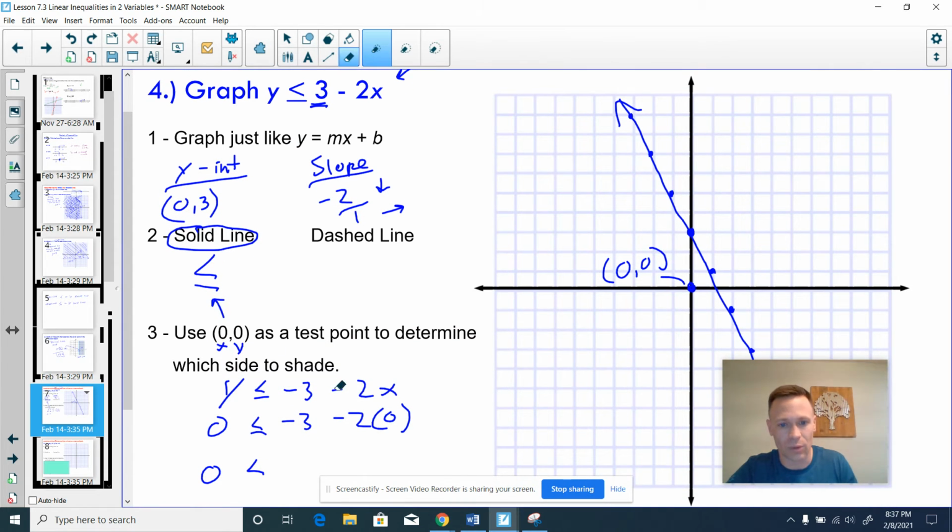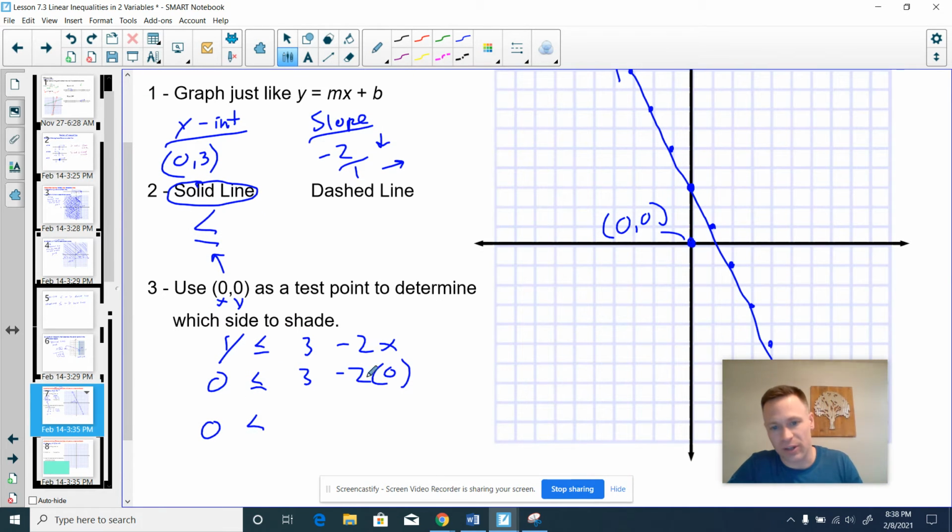Hold on a second. Hopefully you were thinking to yourself, Mr. Vestbach, where'd you get that negative from? It's not negative 3. My bad. That's negative, though. All right. So again, sorry, 2 times 0 is just 0, so we're left with, is 0 less than or equal to 3? And the answer is, of course it is, right? 0 is, of course, less than 3.